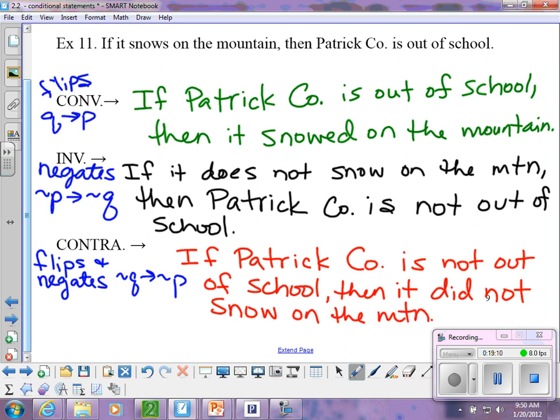Yeah, because do you guys miss school necessarily if it snows down here? No, because that never happens pretty much. You see what I'm saying? So if you just put, if Patrick County is not out of school, then it did not snow. Is that necessarily true? No, it could have snowed in Mesdan, but not down here, right? Which happens all the time. Okay, because I live up there, right? All right, are you good?